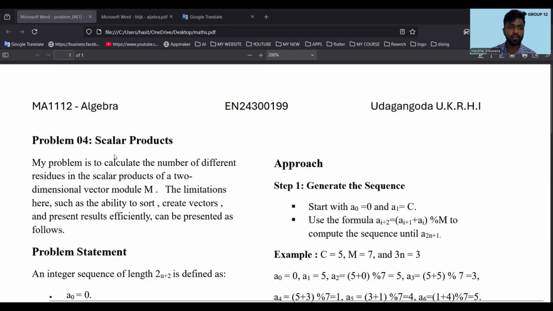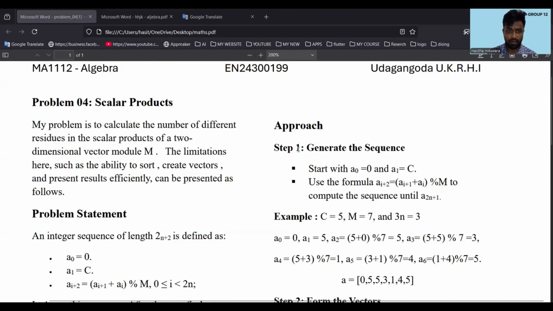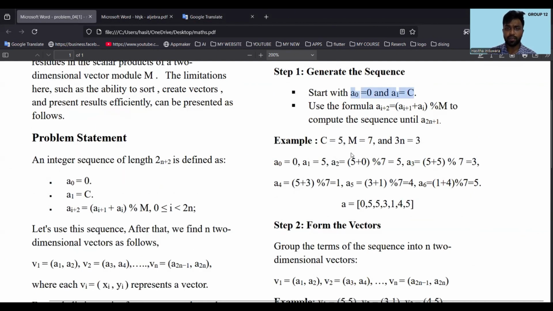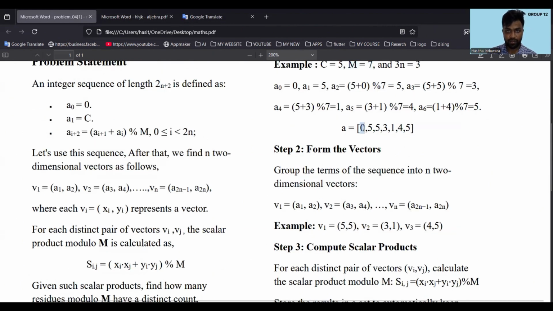Let me talk about problem four, scalar product. Step 1, generate the sequence. We start with a list of numbers. The first number is 0 and the second number is 3. After that, each number is the sum of the two before it, but we keep the result small using a trick called modulo. Let's see an example. C equals 5, M equals 7. Our list is 0, 5, 5, 3, 1, 4, 5.